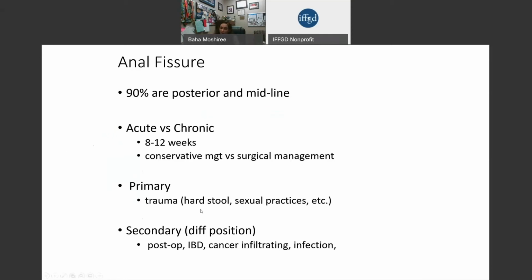Any trauma, like a hard stool or sexual practices, can cause fissures. Inflammatory bowel disease patients, especially Crohn's patients, have a higher risk. We have to make sure there's not cancer infiltrating, but most of them are not related to any cancer. They can happen post-op, and then infection is another cause.